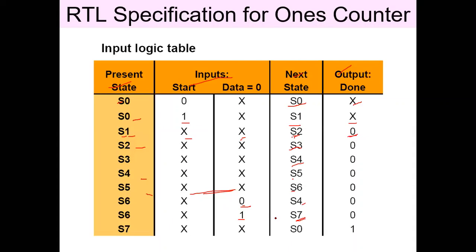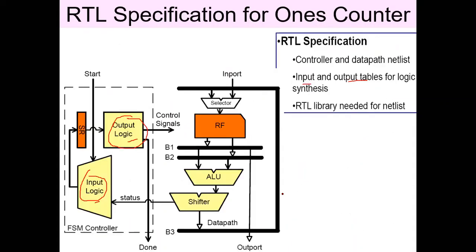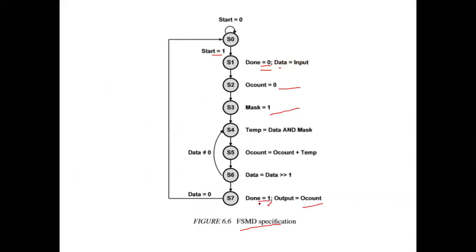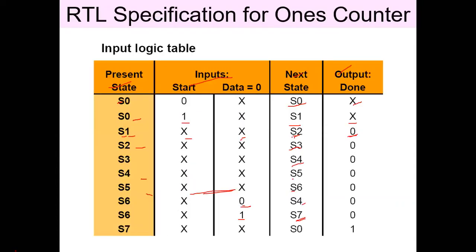Okay. Then from S7, the only thing it has to do is maintain the done signal as 1, and the next state will be S0. So independent of the input, from S7 the done signal will be maintained as 1, and the next state will be S0. That's the input logic. That means how the next state will be determined. What are the signals to be considered for the next state specification will be specified in the input logic table.